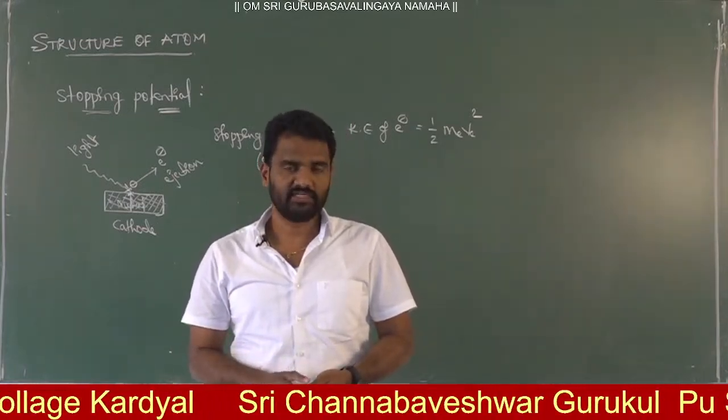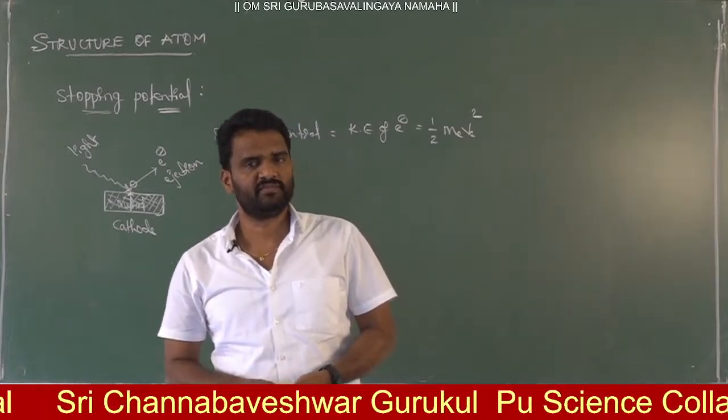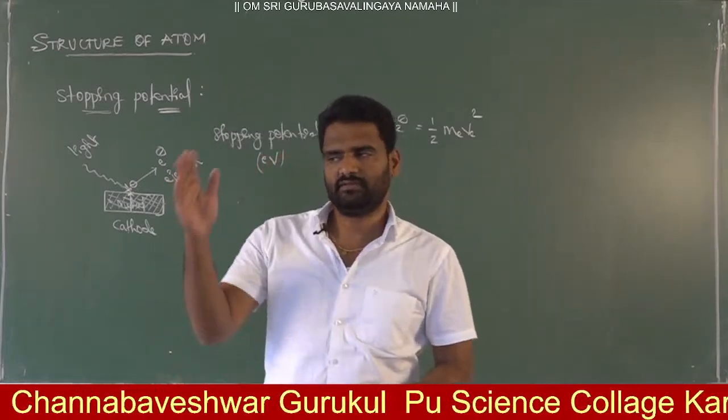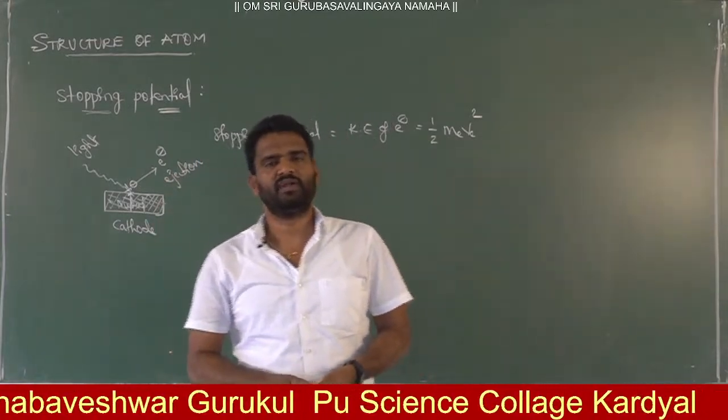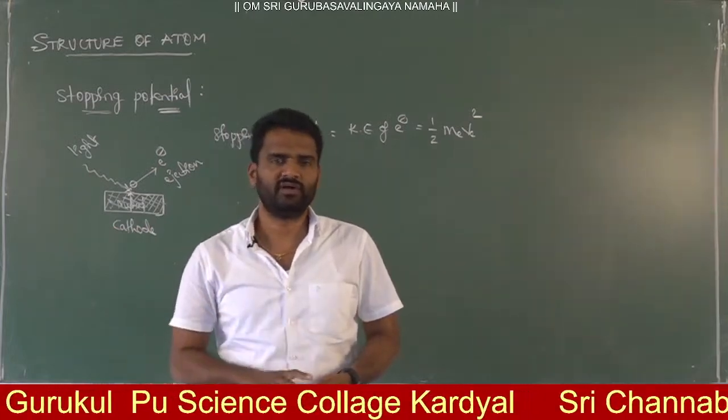Next, neutrons. When high speed alpha rays bombarded a beryllium sheet, we got one kind of neutral particle, and their name is neutrons. They have a mass equal to that of protons.